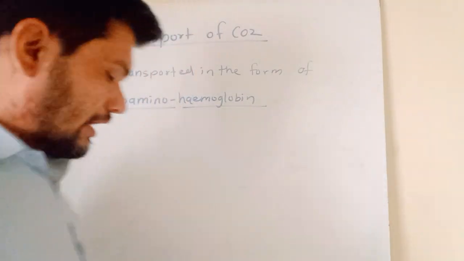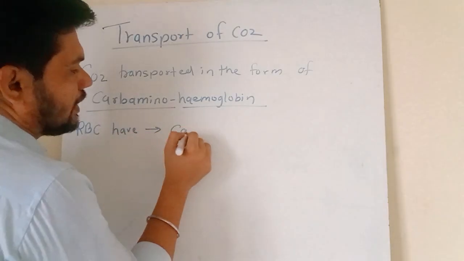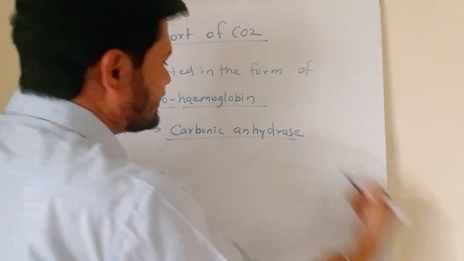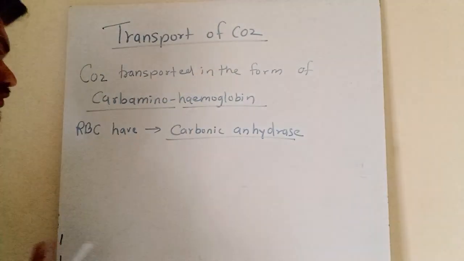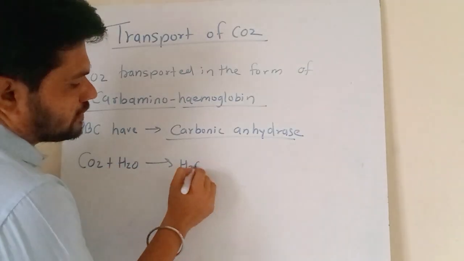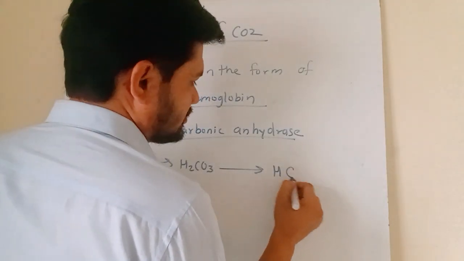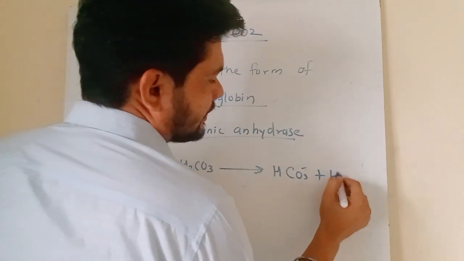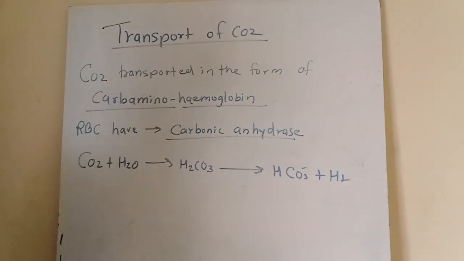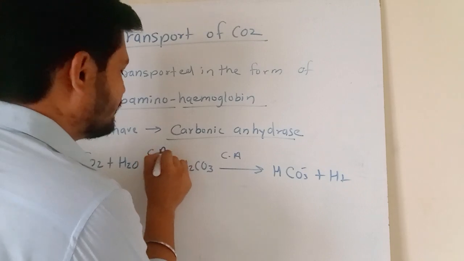Then RBCs have an enzyme called carbonic anhydrase, which catalyzes a special reaction for the transportation of CO2, which is like this: CO2 plus H2O is equal to H2CO3 and HCO3 minus plus H plus. So this reaction is catalyzed by carbonic anhydrase. Okay, so here we will write carbonic anhydrase. Here also we will write carbonic anhydrase.